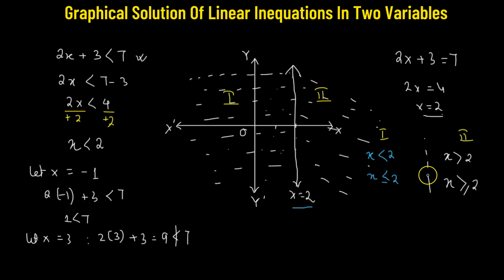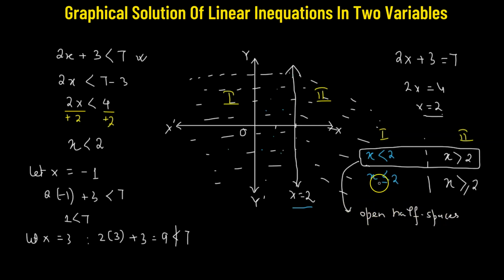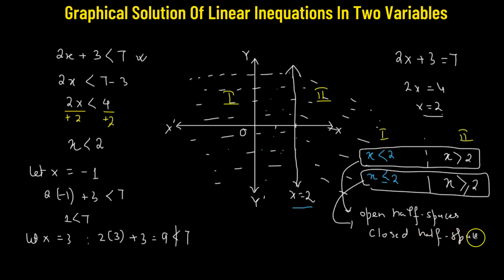So there are names for it. When we say x is less than 2 or x is greater than 2, in this case what we have is an open half space. So this is referred to as open half spaces. And for the second case, when we have x either less than or equal to 2 or x greater than or equal to 2, in this particular case, we're going to get closed half spaces. Closed in the sense we are also including the points lying on the line. And when we exclude it, we are going to have open half spaces.